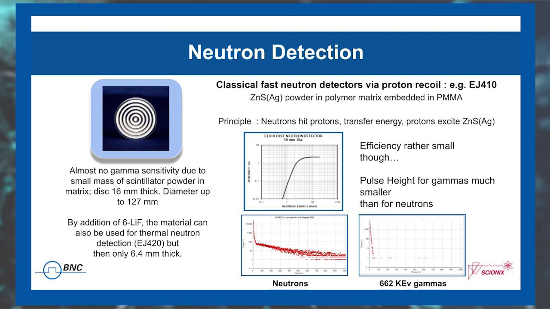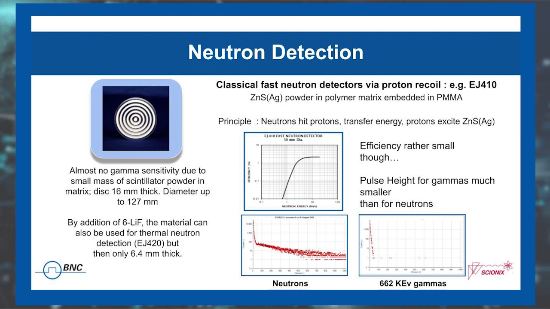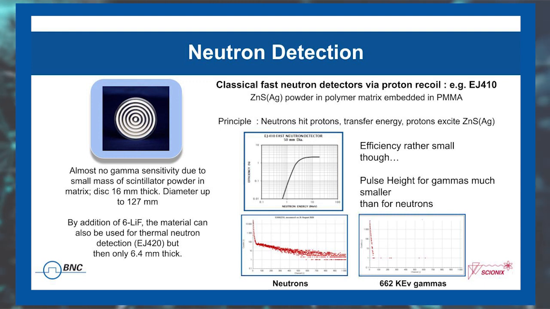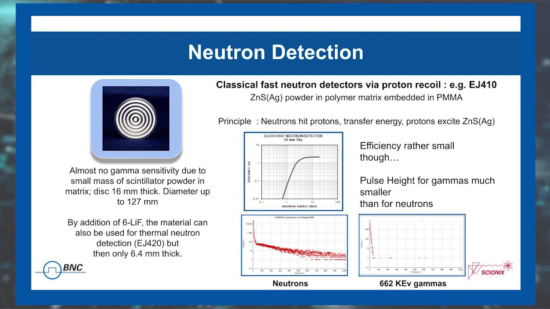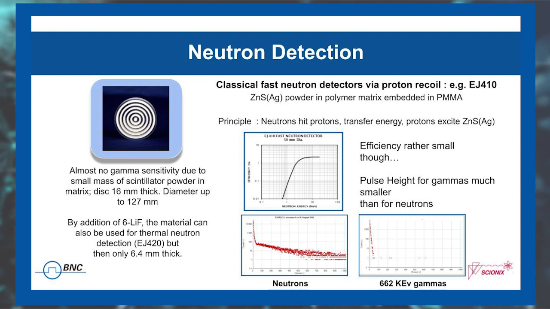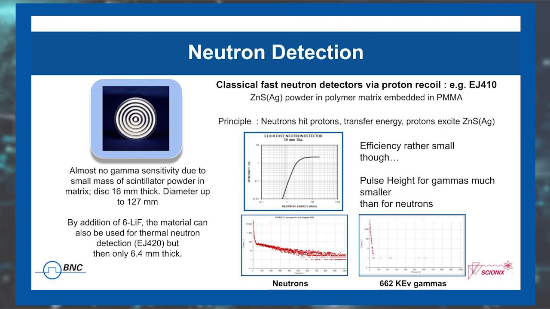And that brings me to the most classical, simple fast neutron detector that is around, which is actually a powder of zinc sulfide in a polymer plastic matrix embedded in rings of plastic. This is a classic fast neutron detector. LGM manufactured this, called EG410. It exists for over 60 years, I think. The mass of zinc sulfide here in these rings is very small, so there is very little gamma interaction. But neutrons that are passing through the perspex matrix rings hit the protons, which are accelerated, and they hit the zinc sulfide and give you light pulses.